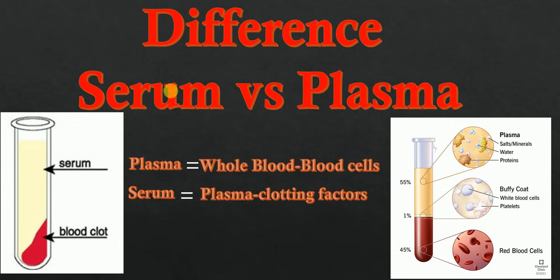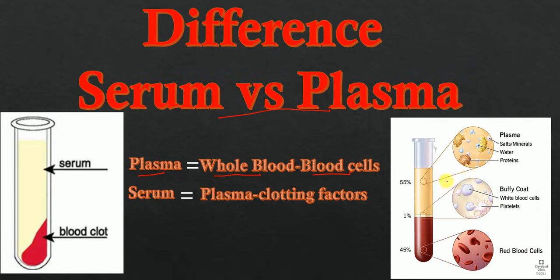Difference between serum and plasma. Okay, so what is plasma? Plasma is the liquid component of the blood. So basically, when you have the blood, whole blood minus blood cells.